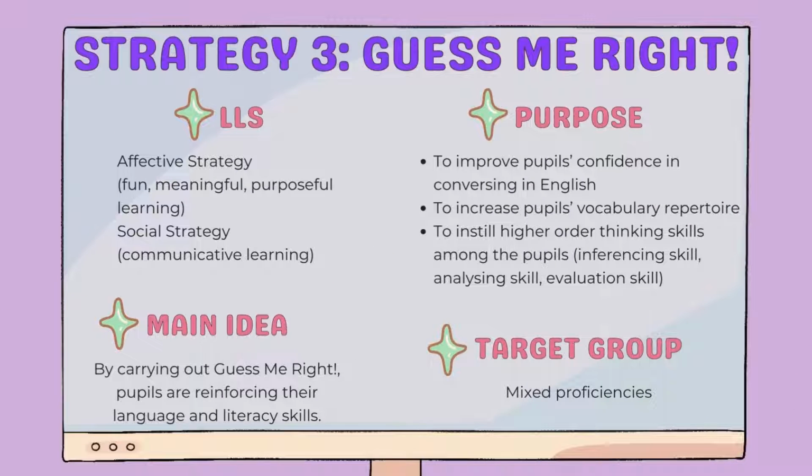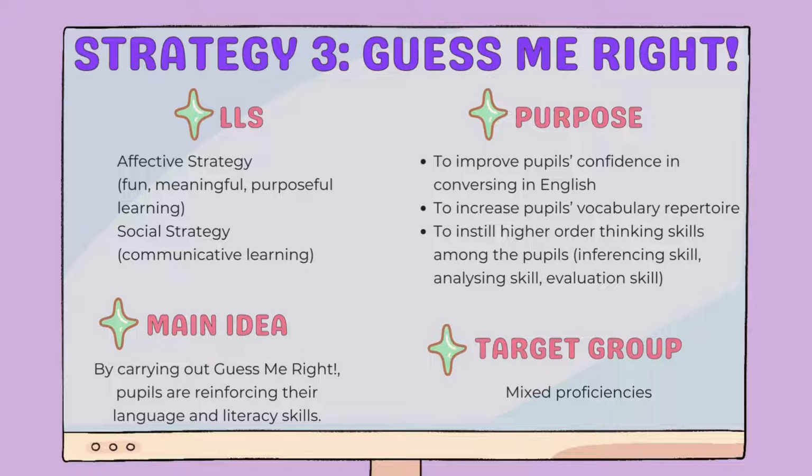The last strategy, which is strategy number 3, Guess Me Right. The Guess Me Right activity requires a pupil to guess what is written on the card using the clues given by the other pupils. The language learning strategies that exist are: 1. Affective strategy, namely fun, meaningful and purposeful learning, and 2nd, social strategy, which is communicative learning.